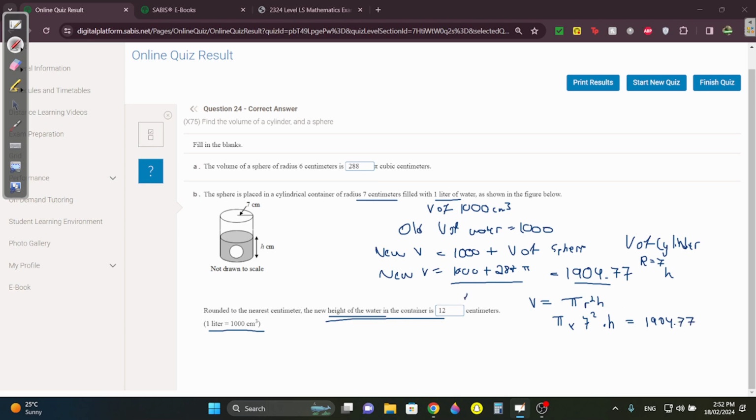Since they don't want it in terms of pi, they actually want the number, we have to keep h alone, so you actually have to divide by pi this time. So h equals 1904.77 divided by 7 squared times pi. I just want to give you the exact answer, which my calculator gave me: 12.37. Obviously, your answers will be different. They want you to round it to the nearest centimeter, so it will be 12 cm.